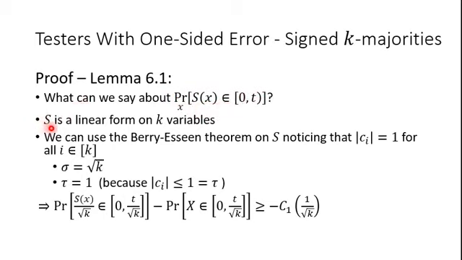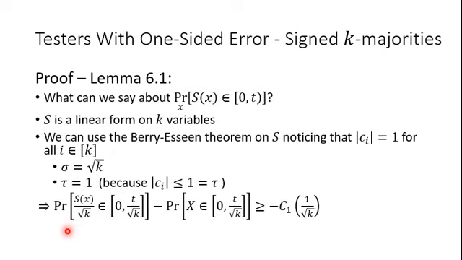First we can see that s is a linear form on k variables, simply from the definition. That means we can use the Berry-Esseen theorem on s when we notice that the absolute value of c_i equals 1 for all indices i in k. So that means that sigma, by its definition, equals the square root of k. And we can take tau to be 1, because we assumed that the absolute value of c_i is less or equal to some tau, and it would be appropriate to set tau equal to 1.